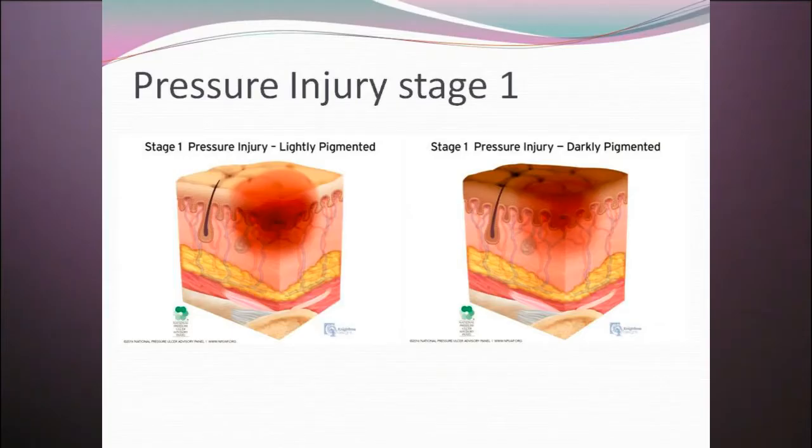So let's look at some examples of a pressure injury stage 1 ulcer. You can see on your left-hand side, this schematic is showing you an area where you have some damage. The skin is technically not open. The skin is still intact. But what we have here is an area of non-blanchable redness.